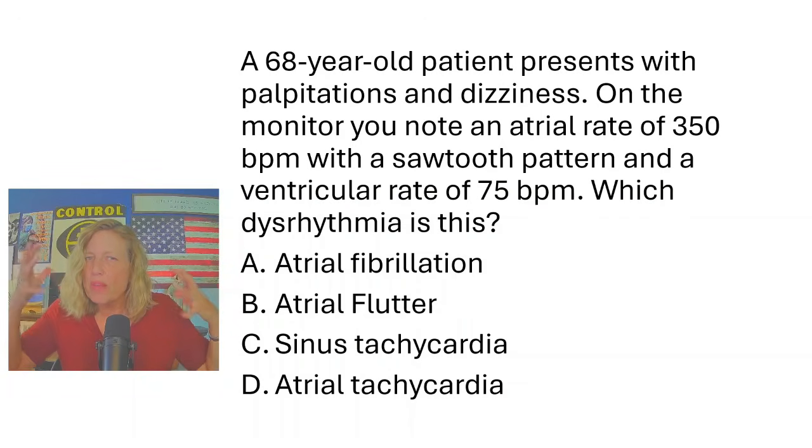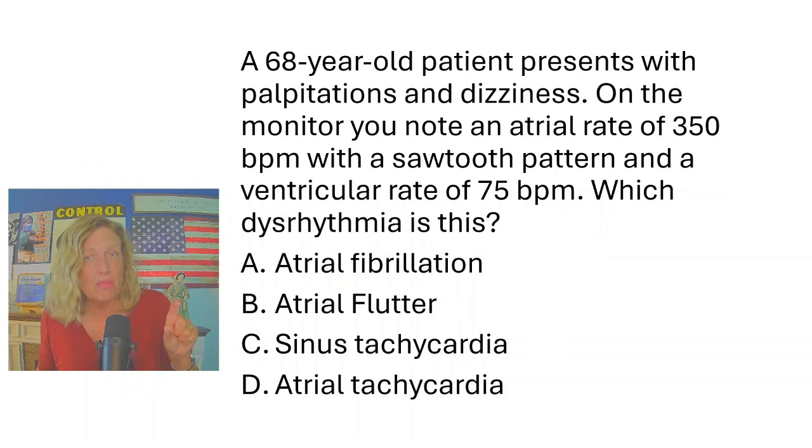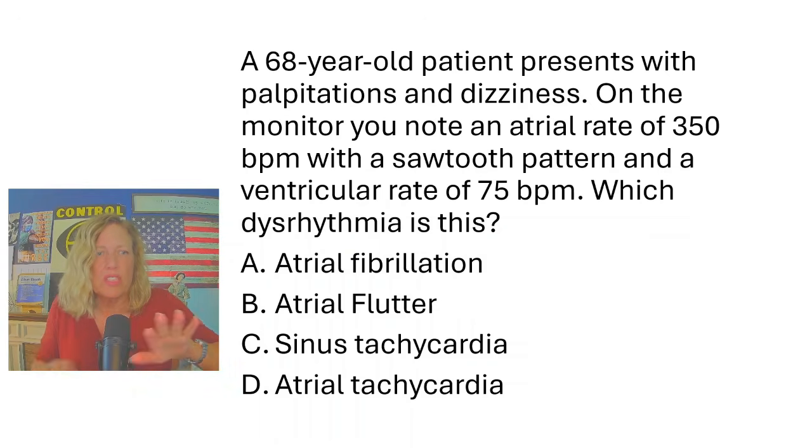So picture that in your mind. Normal QRS, 4 to 5 sawtooth P waves for every one of those QRSs. So we have a rapid atrial rate and a normal ventricular rate. Is that atrial fibrillation, atrial flutter, sinus tach, or atrial tachycardia? Well, we know it's not sinus tach because the P waves are sawtooth. If it was a sinus rhythm, the P waves would be upright and rounded, and we'd have the same number of P waves for every QRS. You wouldn't have this differentiation.